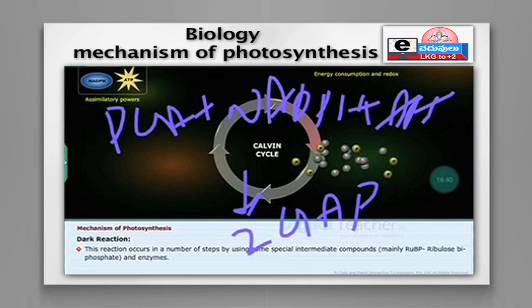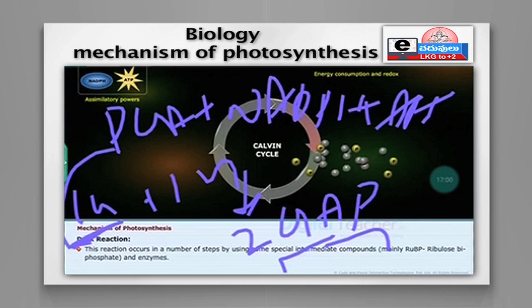The phosphoglyceric acid absorbs the assimilatory powers, NADPH and ATP, and is converted to glyceraldehyde phosphate. So 2 glyceraldehyde phosphate are formed here, 1 GA plus 1 GA. One glyceraldehyde phosphate is fixed in the stroma and forms starch. What happened? One glyceraldehyde phosphate is fixed in the stroma part and converted to glucose to form starch.